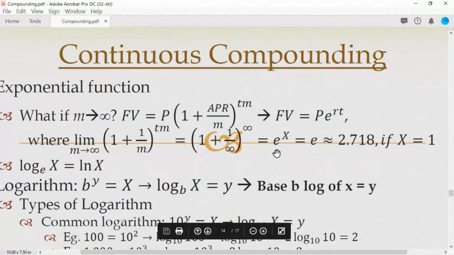You might wonder, what about APR? Forget about APR. You can always plug it back in there, right? So what is interesting is 1 plus 1 over M raised to M. I mean, T times M, that's N, right?